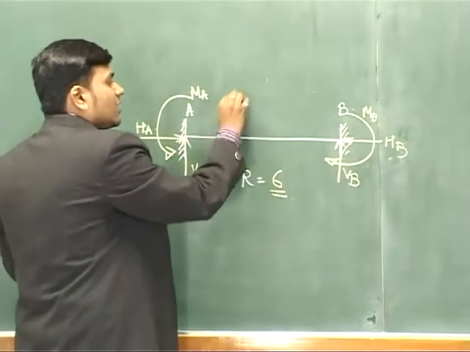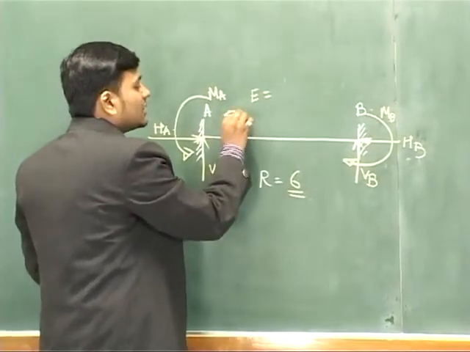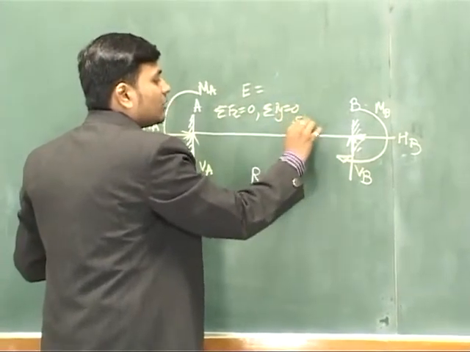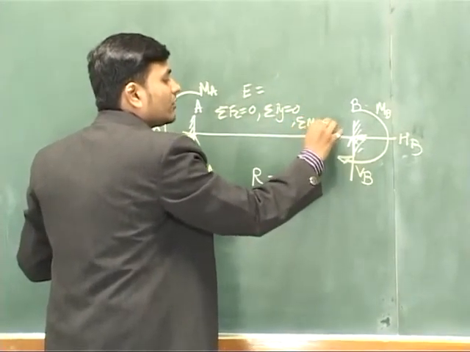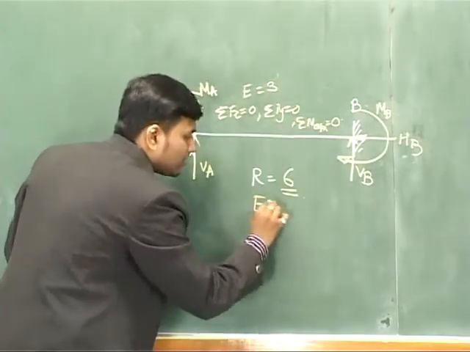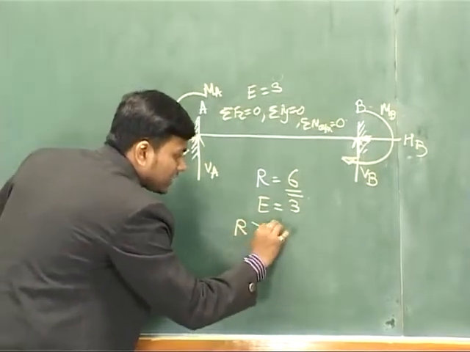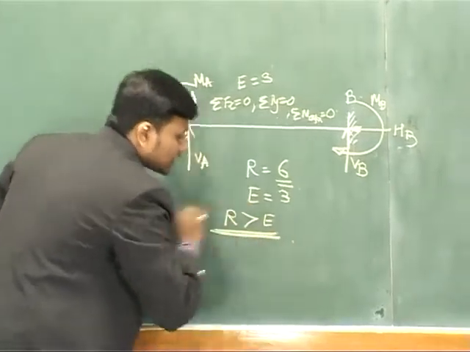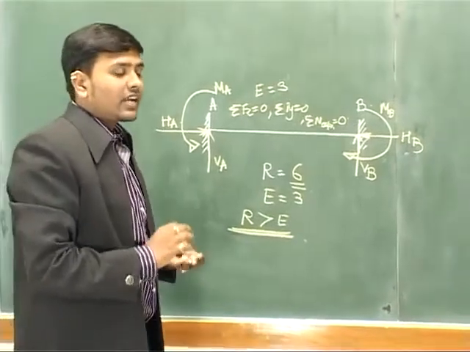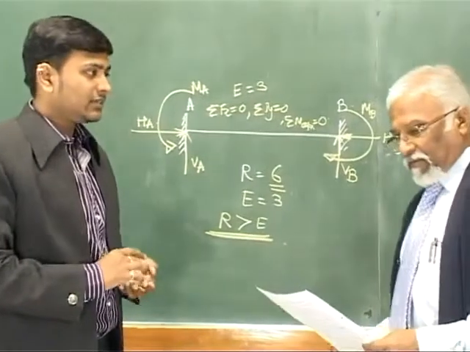Now number of equations for equilibrium are not going to be changed. They are remaining same. These are nothing but summation Fx equal to 0, summation Fy equal to 0, and summation moment at the fixed support equal to 0. Therefore, three number of equations are there. So E is equal to 3. So R is greater than E. Therefore, this is considered to be statically indeterminate beam. So correct answer will be, I think, statically indeterminate beam. B is the correct answer.